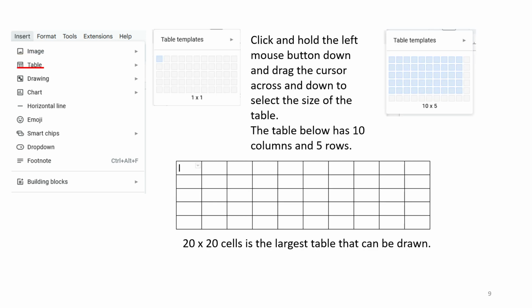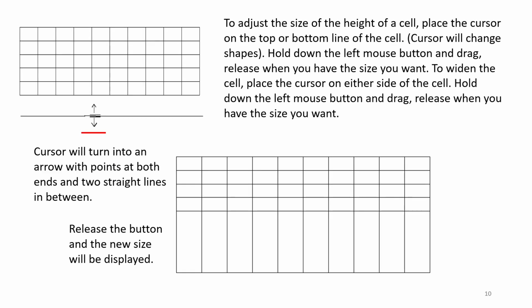Click and hold the left mouse button down and drag the cursor across and down to select the size of the table. The table below has 10 columns and 5 rows. To adjust the height of a cell, place the cursor on the top or bottom line of the cell. Cursor will change shapes. Hold down the left mouse button and drag. Release when you have the size you want.